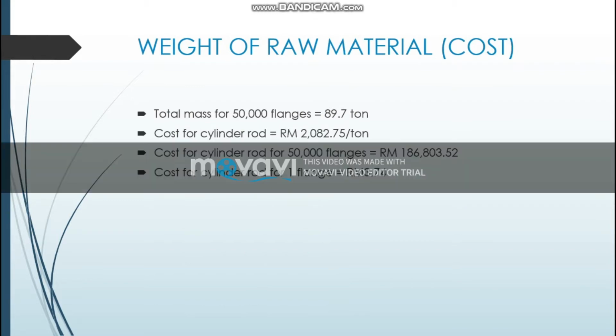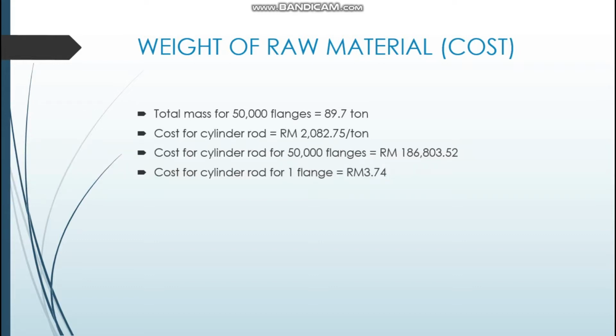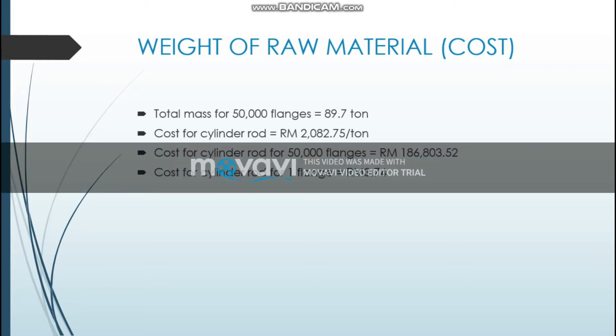Next is the weight of the raw material cost. Total mass for 50,000 flanges is about 89.7 tons. Cost for cylinder rod is RM2,082.75 per ton. Cost of cylinder rod for 50,000 flanges is RM186,803. Cost of cylinder rod for 1 flange is RM3.74.